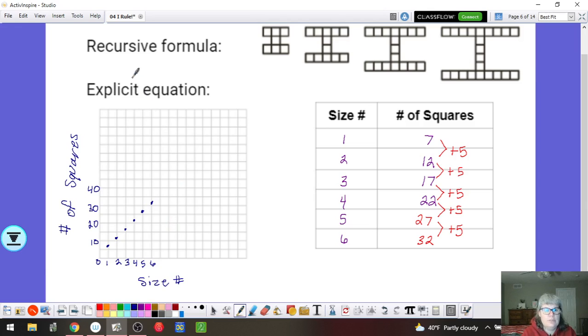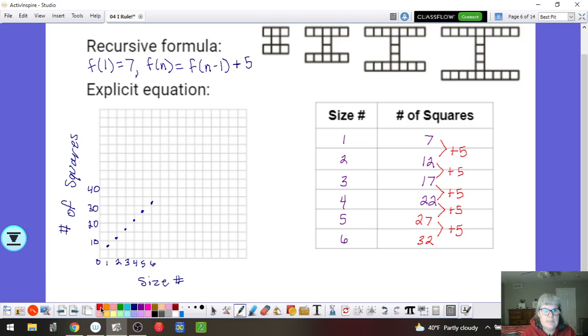Now let's write the recursive formula. Anytime you write the recursive formula, you need to state the starting value. So size 1 has 7 squares, so a starting value of 7. Then we write f of n equals f of n minus 1. Remember that represents the previous term. And what we're doing over and over is adding 5. That is our recursive formula. We're always adding 5 to the previous term.